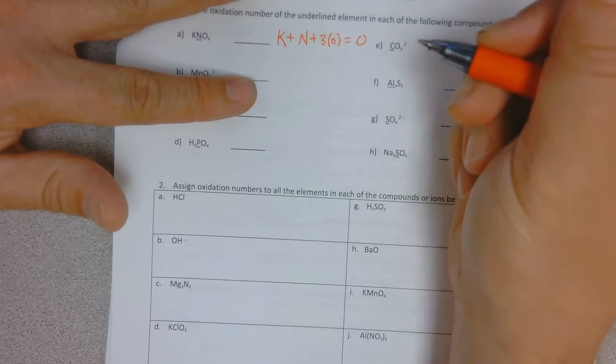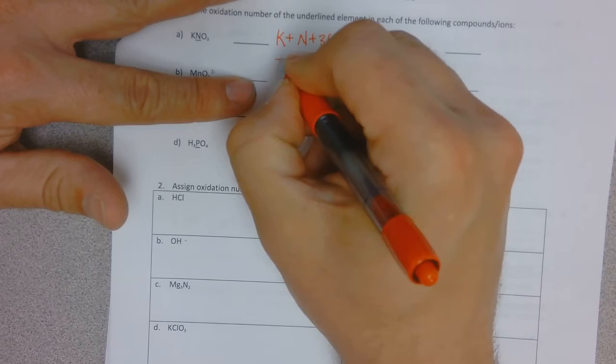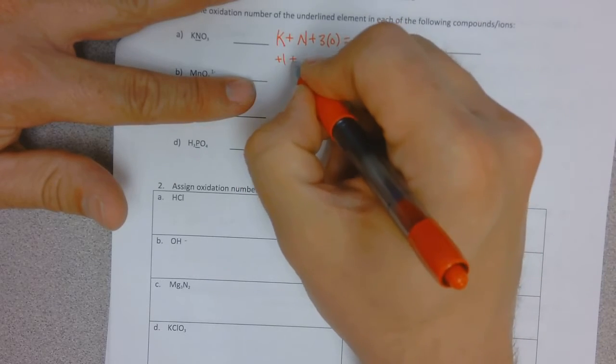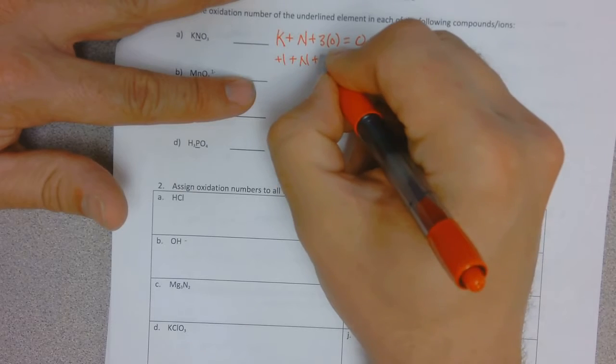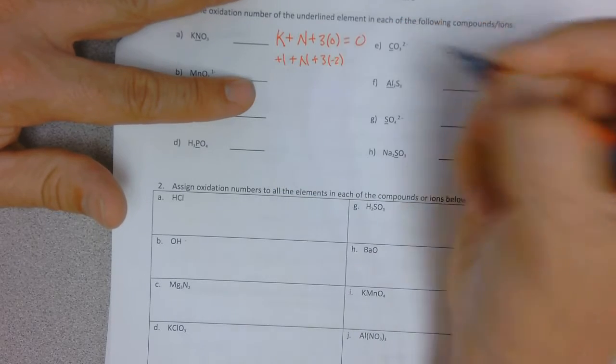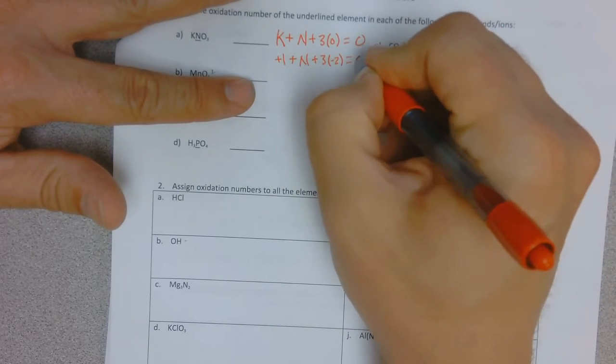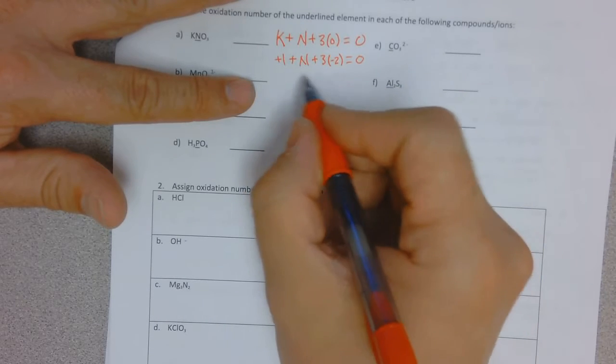Now I look at my rules. Potassium is in group 1, so it's going to have a +1 charge. Nitrogen does not fall under any of the rules, so I'm going to rewrite it. And oxygen always has a -2 charge. So when I add all those up, once again, it should come out to 0.